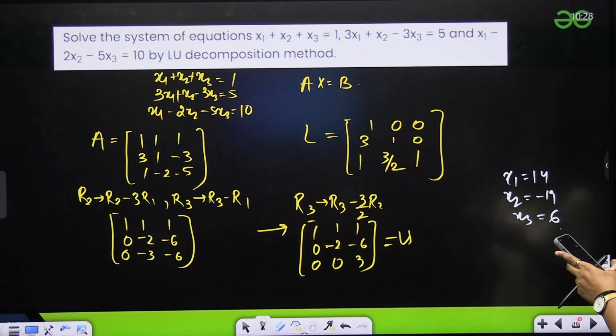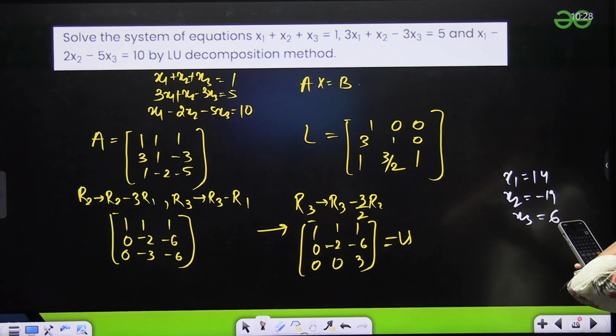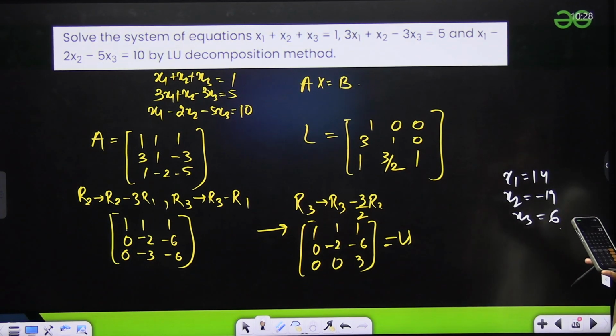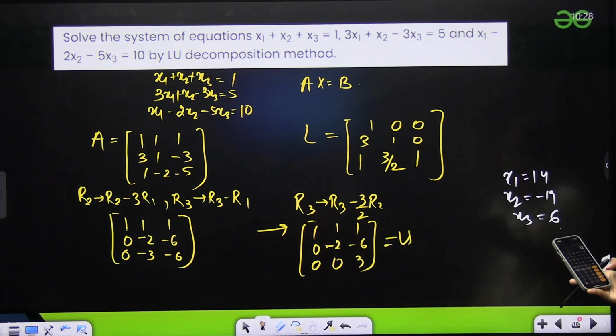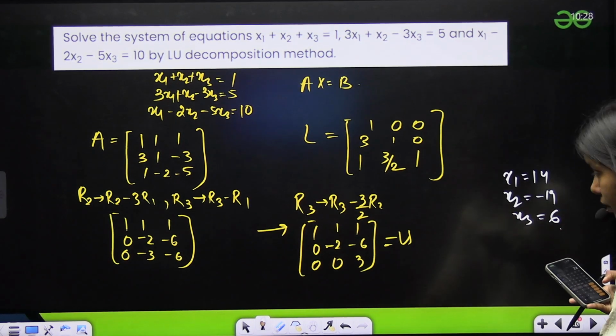x1 is 14 minus 2 into minus 9 10 and minus 5 into 6. Got this value, 14 minus 2 into minus 9 10. कुछ गड़बड़ हुई है गाइस. कैलकुलेशन चेक करते हैं एक बार पूरी आगे जाके.